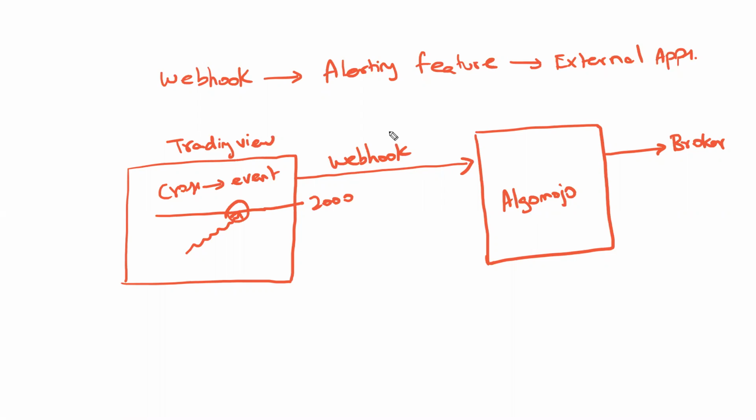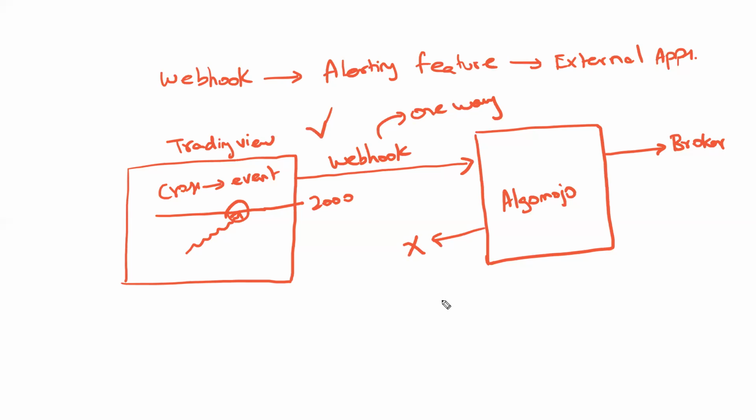Webhook is basically one-way communication. It means TradingView can communicate to Algomojo, but Algomojo cannot communicate back to TradingView. It cannot happen. It is only one-way communication. All right, it is not a two-way communication.